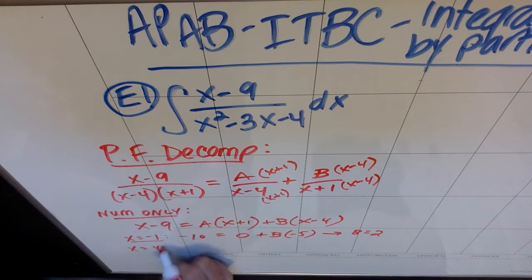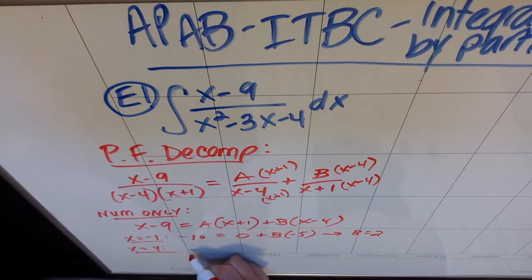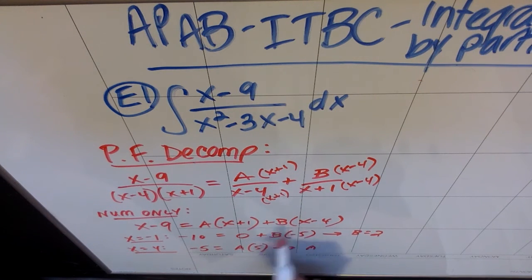And then I'm going to get x equals 4 as my other clever substitution, right? Because I want to get rid of that B. And I'm going to get negative 5 equals A times 5. Therefore, I can plus a bunch of 0, right? Because the B stuff would cancel out. So I can conclude that A must be negative 1.